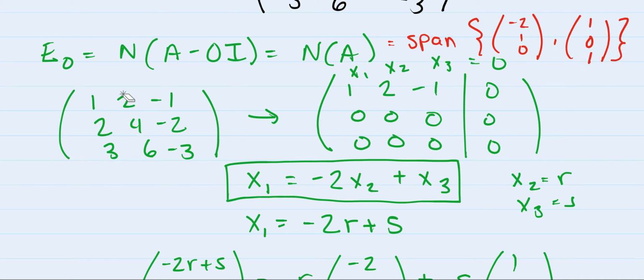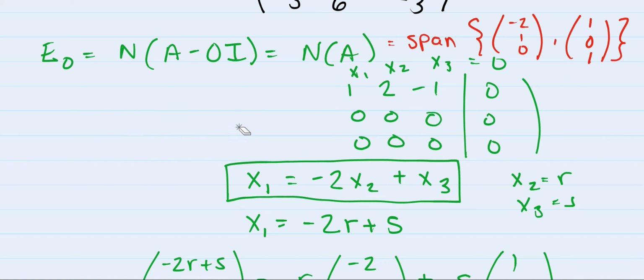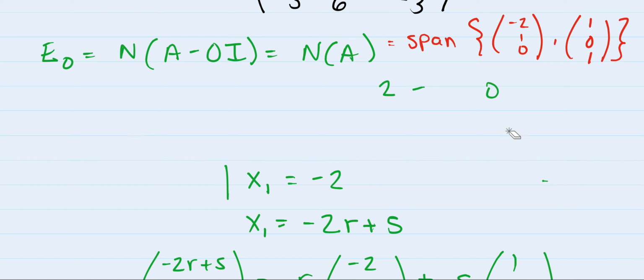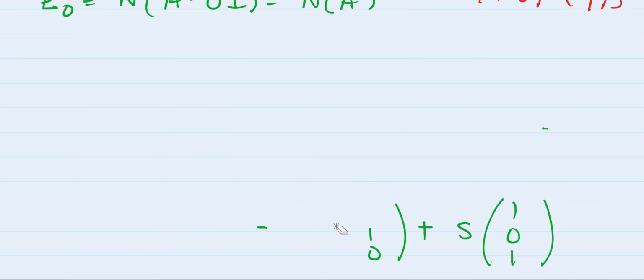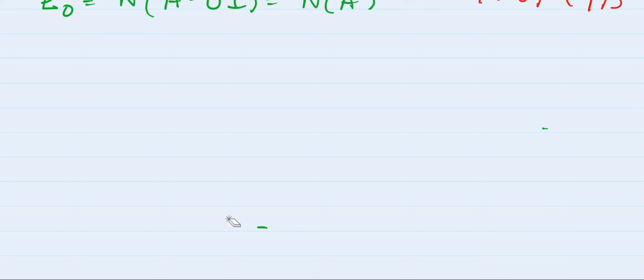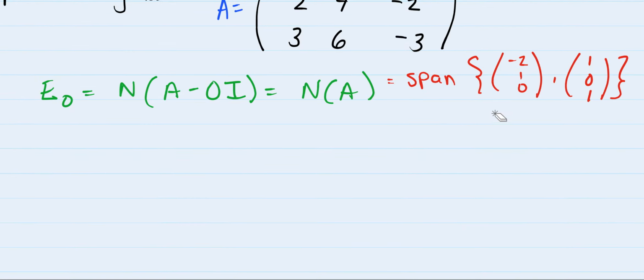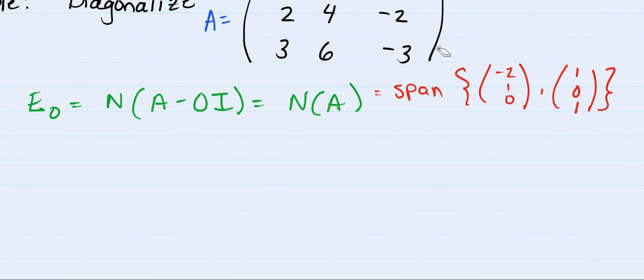Okay, so let's get rid of all of this. And you can see, by the way, that the algebraic multiplicity is equal to the geometric multiplicity, which is 2. Let's find the E2 eigenspace, which is the null space of A minus 2 times the identity.